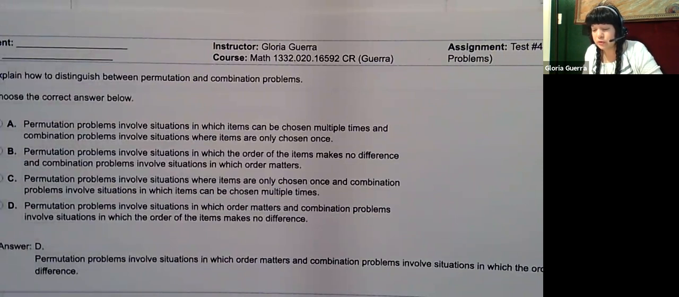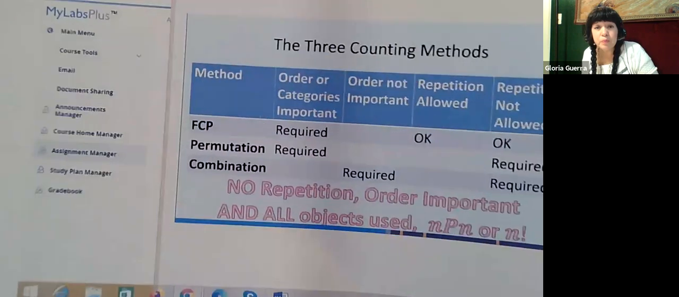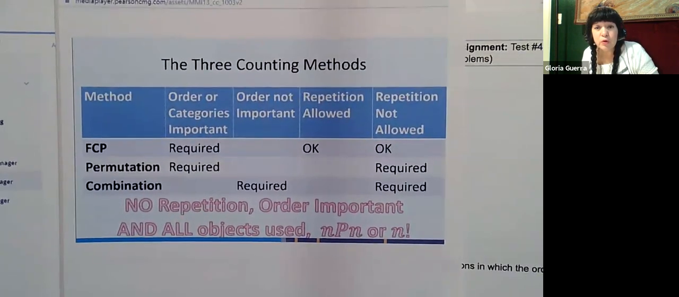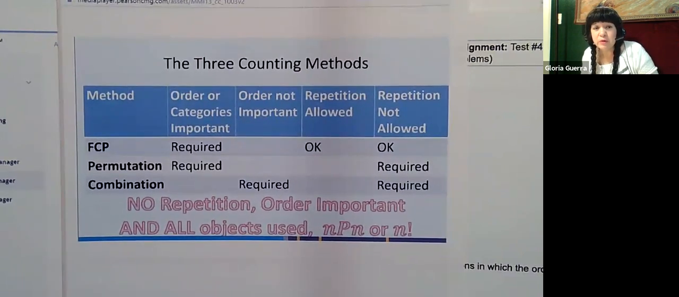And so I'm going to show you what I'm talking about. Let me show you this. It's called the 3 counting methods. I did put one also in your test 4 module where you have your saved PDF notes, but I also put one when you upload your test review. Yeah, so they're very similar. It's a very similar chart, and this is from one of the recordings in your videos.